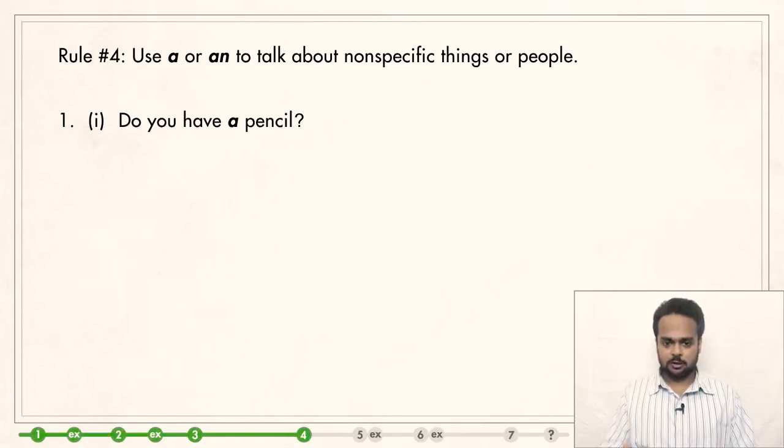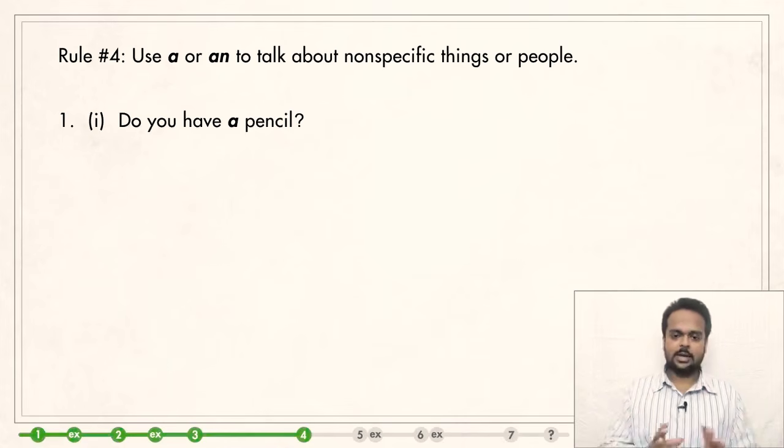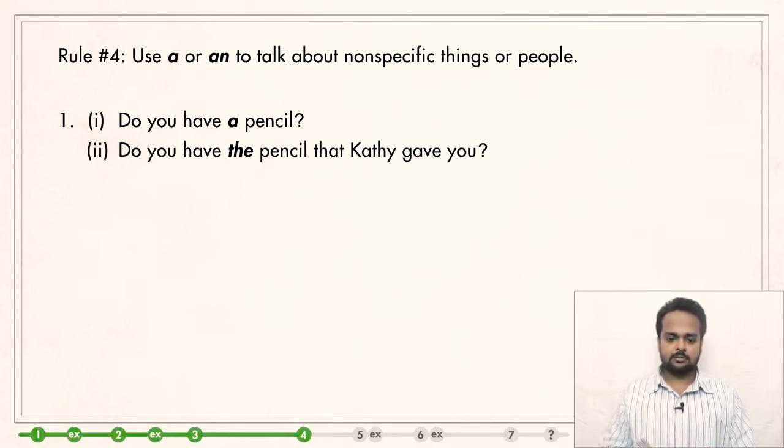Do you have a pencil? If I ask you this question, then it probably means I need a pencil to write with. Now, I say a pencil because I mean any pencil. I don't care about any one specific pencil. Compare this to the next sentence. Do you have the pencil that Kathy gave you? Here, I'm referring to a specific pencil.